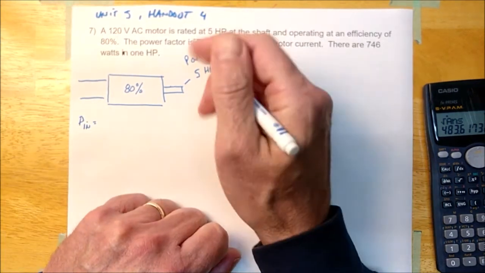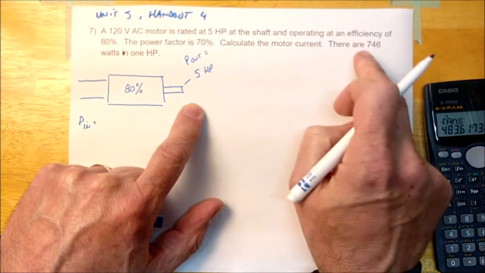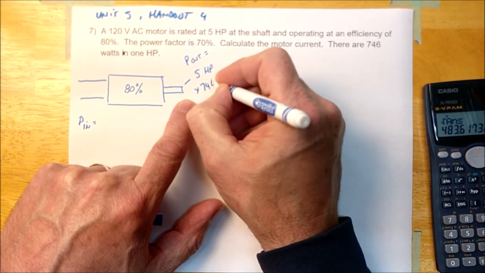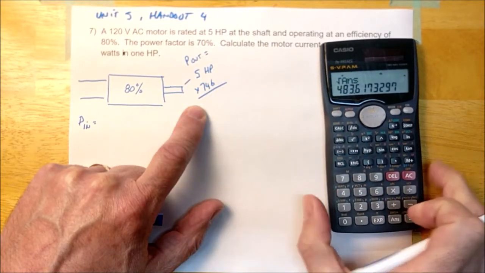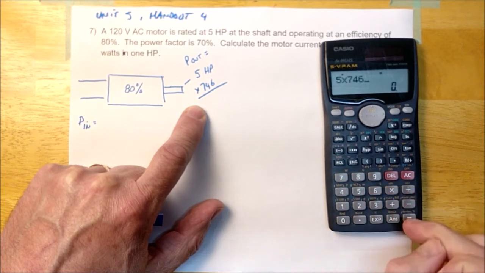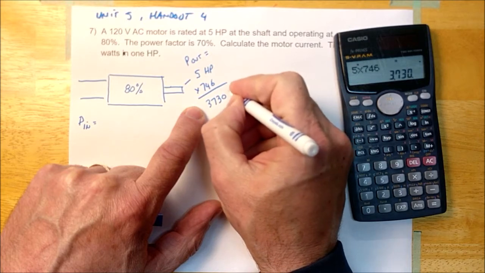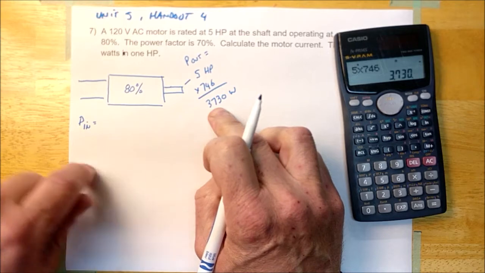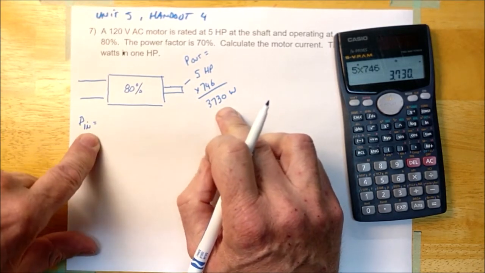Now, if this thing has 5 horsepower at the shaft, and there are 746 watts per horsepower, then I can multiply those two together to figure out how many watts are going on at the shaft here. So I'm going to do that. 5 times 746 is 3730 watts. And that's going to be the output power in watts. But we don't care about mechanical output power in watts. What we care about is the input power.